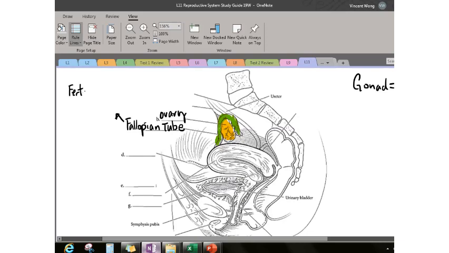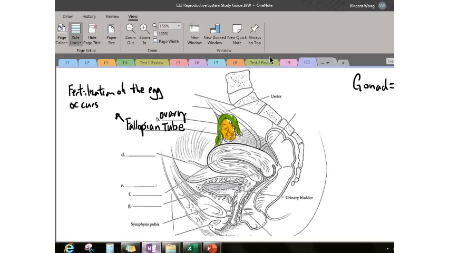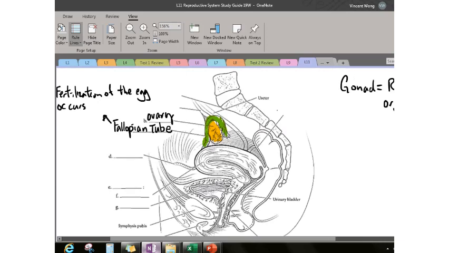Okay, fertilization of the egg occurs. So if you fertilize the egg in the fallopian tube, then it will get implanted in the uterus. Now, if fertilization takes place outside of the fallopian tube, then there is a risk of what we call ectopic pregnancy. That's when the implantation occurs elsewhere in the reproductive system other than the uterus, and that could be dangerous for the female. It could potentially destroy the reproductive system permanently as well.